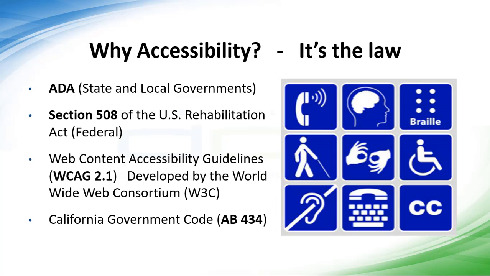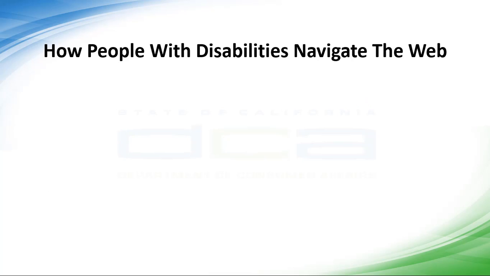Additionally, a new California law mandates that all governmental websites must include a post on the homepage linked to a signed certificate from the agency's director and chief information officer stating that the website is in compliance with WCAG guidelines. How people with disabilities navigate the web.